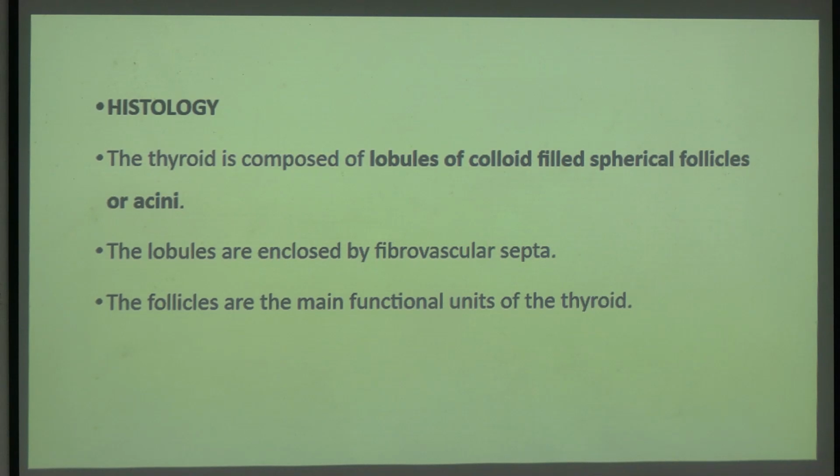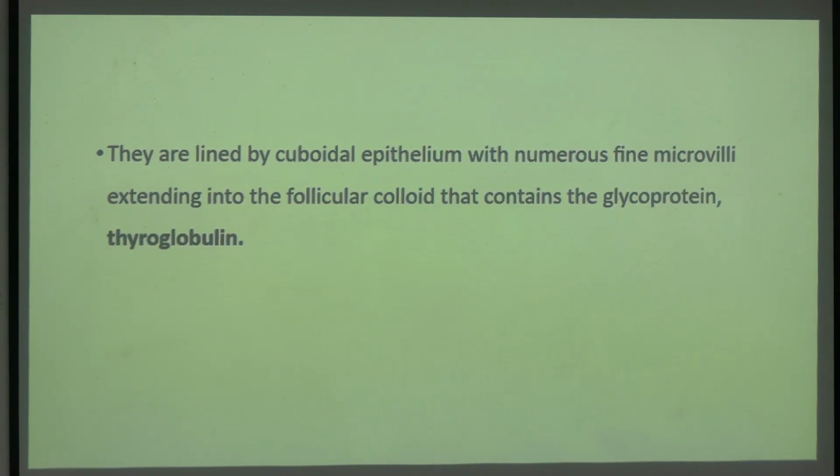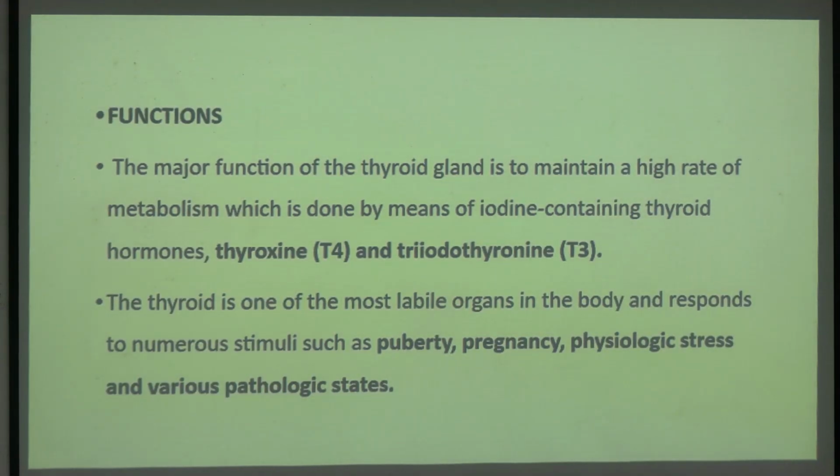Histology: the thyroid is composed of lobules of colloid-filled spherical follicles or acini. They are lined by cuboidal epithelium with numerous fine microvilli extending into the follicular colloid that contains the glycoprotein thyroglobulin. Function: the major function of the thyroid gland is to maintain a high rate of metabolism, which is done by T3 and T4. The thyroid is one of the most labile organs in the body and responds to numerous stimuli such as puberty, pregnancy, physiology, stress, and various pathologic states.